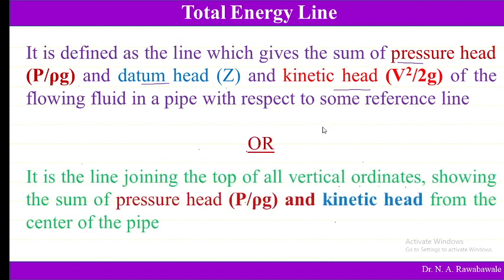So this is defined as the line joining the tops of vertical ordinates, showing the sum of pressure head and kinetic head from the center of the pipe. As he is using the words center of pipe, that is nothing but Z is assumed as 0.